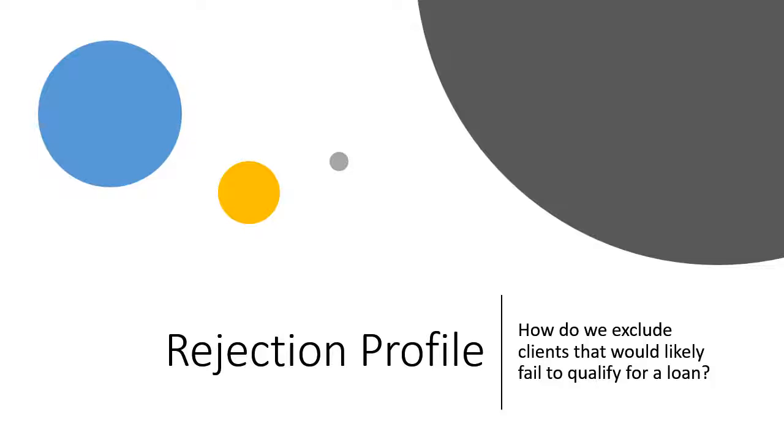Now we will establish our rejection profile. How do we exclude clients that would likely fail to qualify for our loan? To develop a rejection profile, we examined the rejected loans from the Lending Club. The information from the Lending Club's rejected loans is limited in that we don't have the borrower's loan grade, but we do have other factors that we did not get from our written loans, such as the risk score and the debt to income ratio.